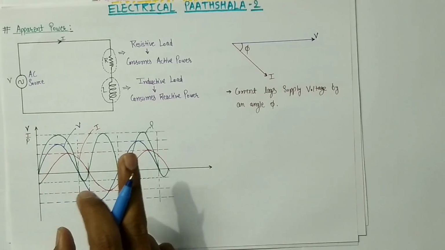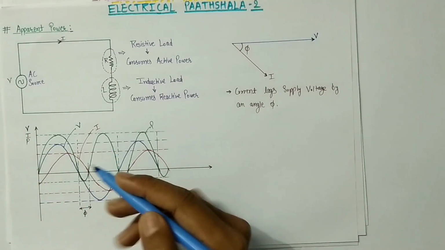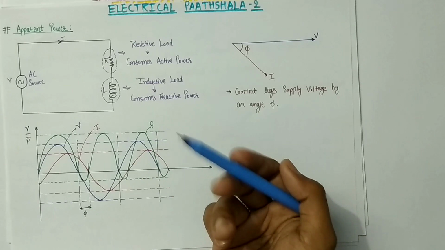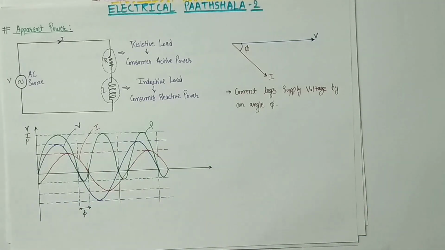The average power will not be zero in this case. So this is our power waveform, and it is the combination of active and reactive power. I hope you understand. Now let's see the key points related to apparent power.